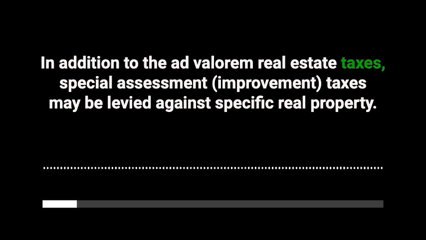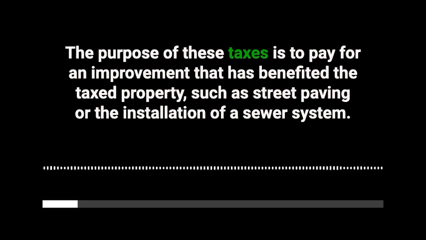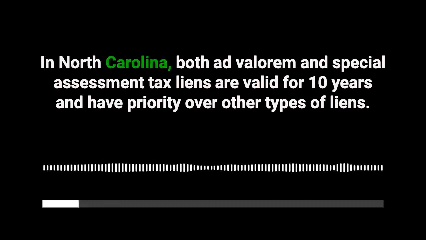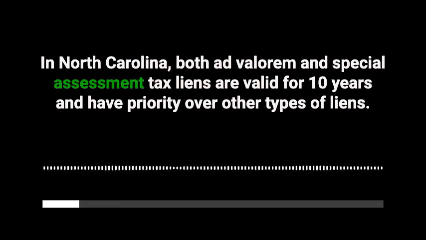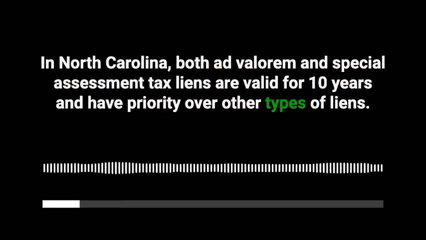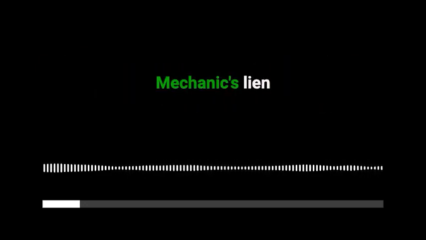In addition to the ad valorem real estate taxes, special assessment taxes may be levied against specific real property. The purpose of these taxes is to pay for an improvement that has benefited the taxed property, such as street paving or the installation of a sewer system. In North Carolina, both ad valorem and special assessment tax liens are valid for 10 years and have priority over other types of liens. Mechanics lien.